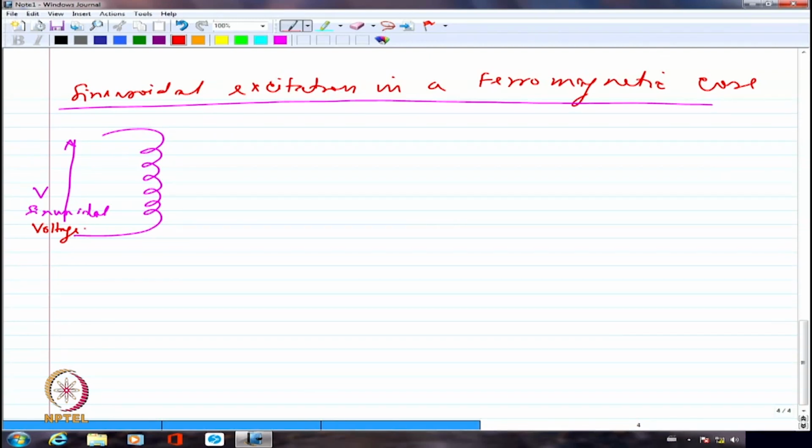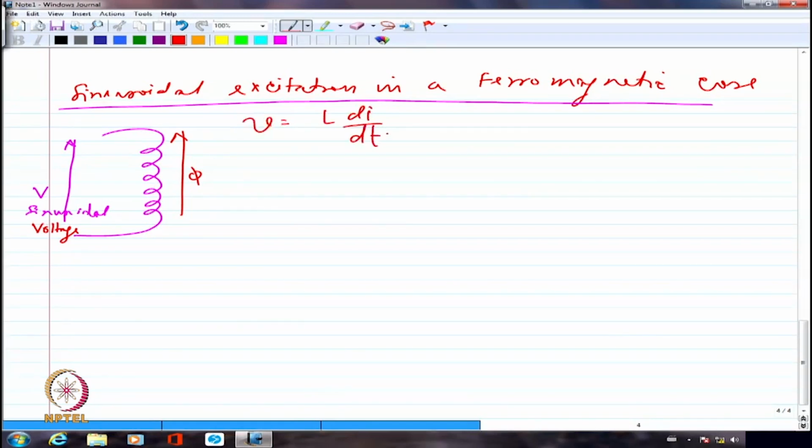Now definitely there will be a flux that will be set up in one direction or the other, and that is definitely going to cause a rate of change of flux because I am having an alternating voltage. The current will be an alternating current, the flux will be an alternating flux, and I will have an induced EMF. So this induced EMF should be balancing whatever is the applied voltage, if I neglect the resistance.